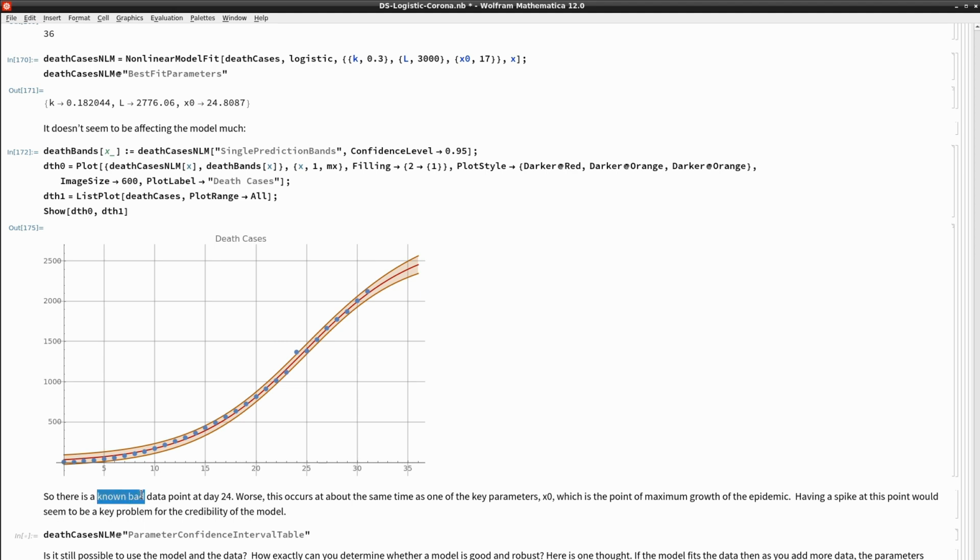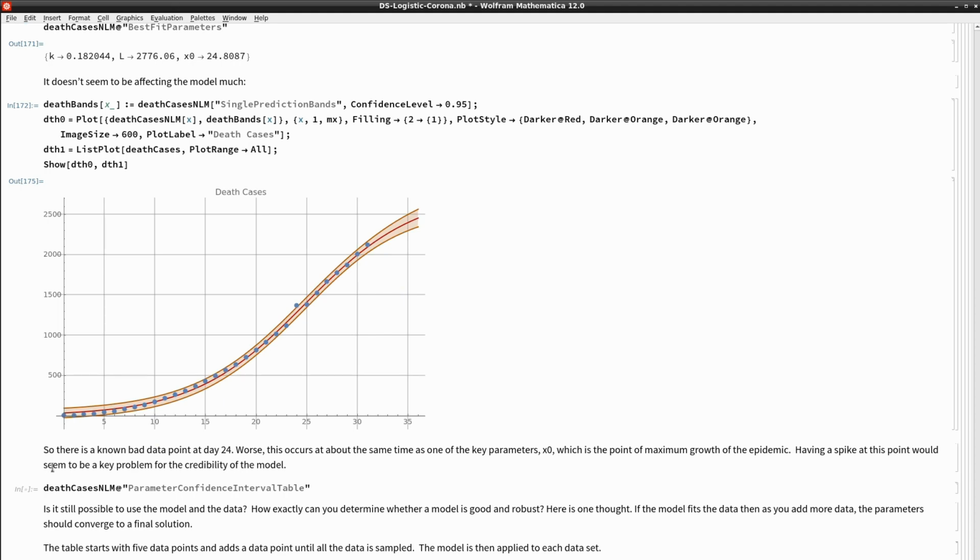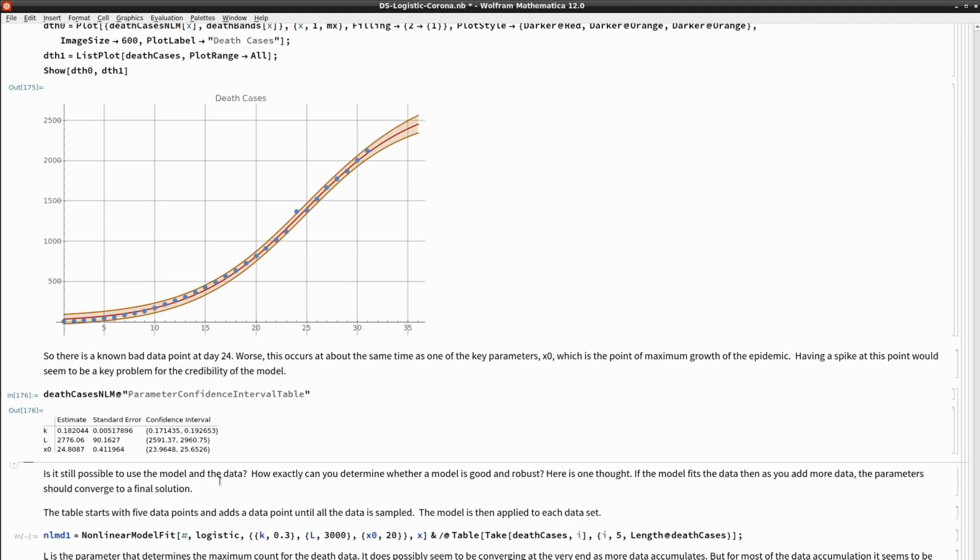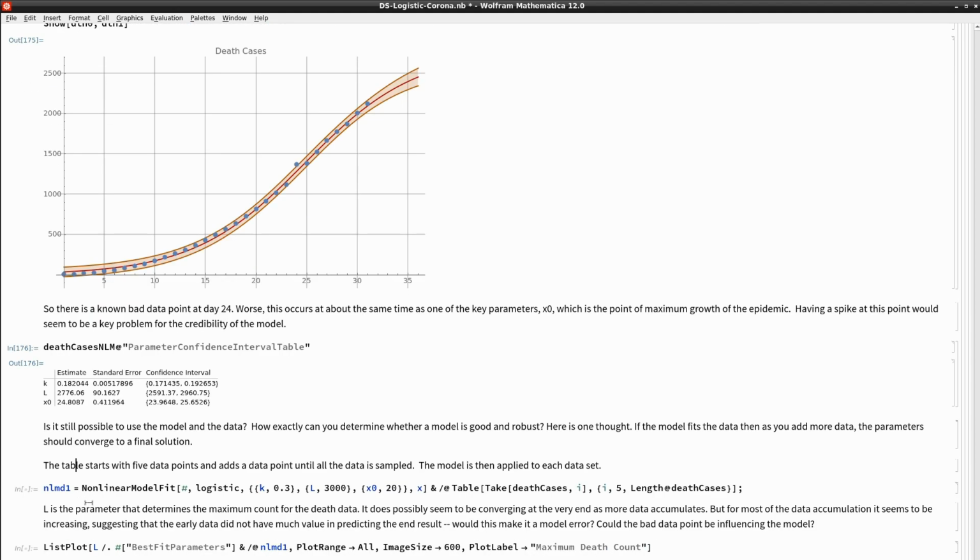We have this known data point at day 24, and it's particularly bad because it occurs about the same time as one of the key parameters, x0, which is the point of maximum growth of the epidemic, and having a spike at this point would seem to be a key problem for the credibility of the model. So the confidence table again, and the question becomes, is it still possible to use the model and the data? How exactly can we determine whether a model is a good and robust model? So here's my thought on this. If the model fits the data, then as you add more data, the parameters should converge to a final solution. So let's look at this table.